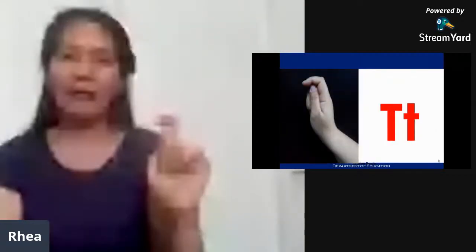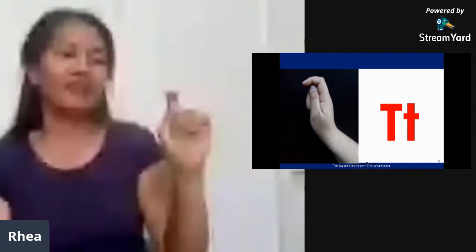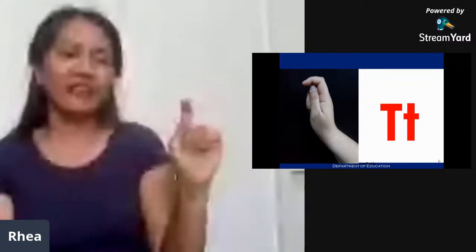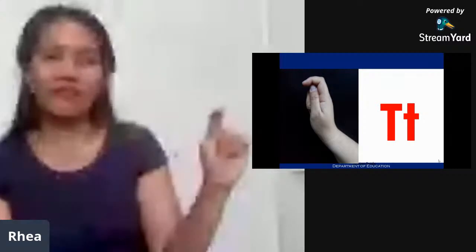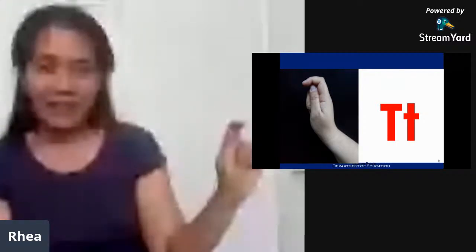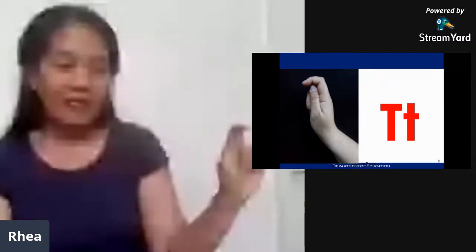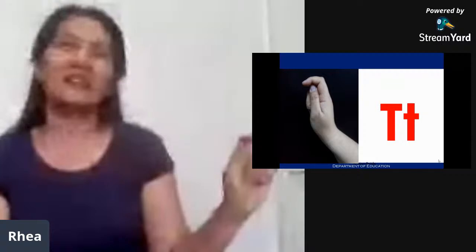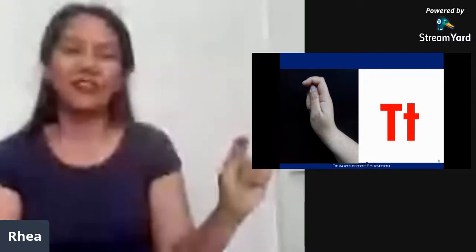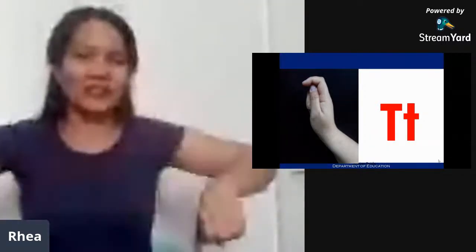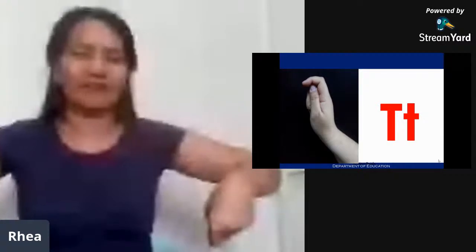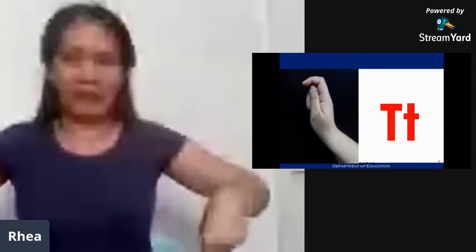T. This is letter T. The index finger is touched on the top of the thumb. This is letter T. Okay? Letter T, we could relate the word to tricycle. There are so many tricycle drivers, tricycles were stopped. Tricycle.